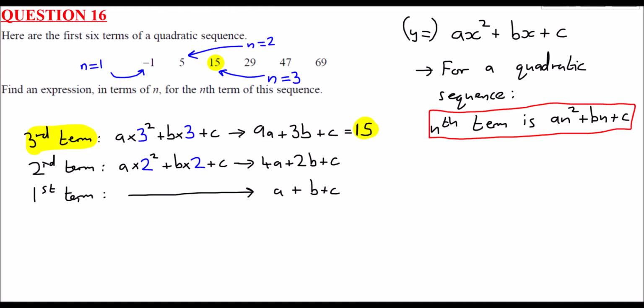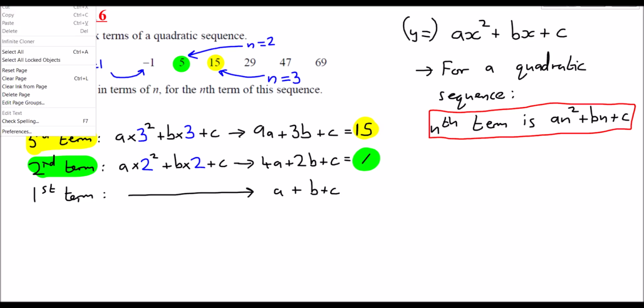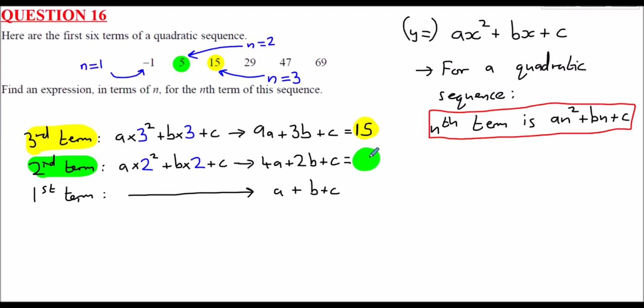The second term is obviously 5, so I can say this is equal to 5. And the first term is obviously just equal to minus 1, so I can change this to minus 1. So now, like I'm trying to say, we've got 3 different lots of simultaneous equations to solve.